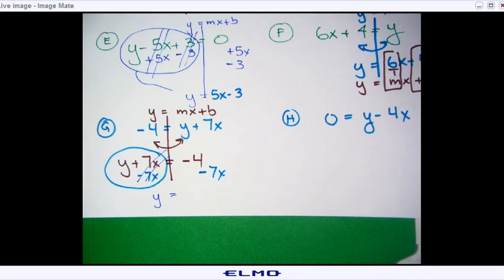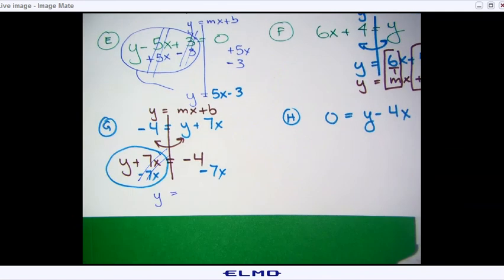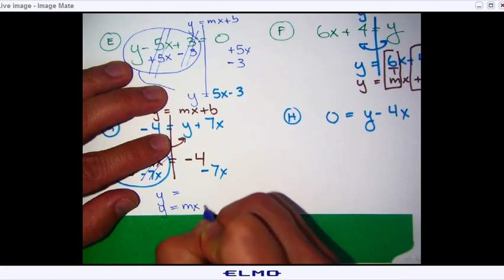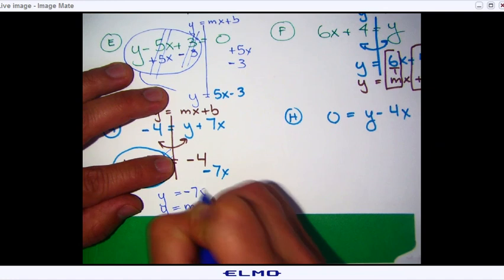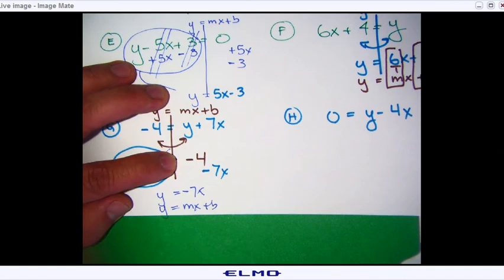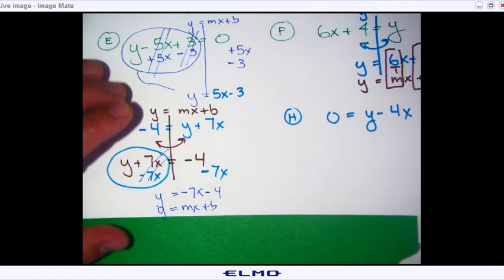Which one goes first, the -4 or the -7x? Yes, -7x goes first. So I'm going to write it down like that, and then the -4. And there's your graph. Bam. All right, good job, guys.